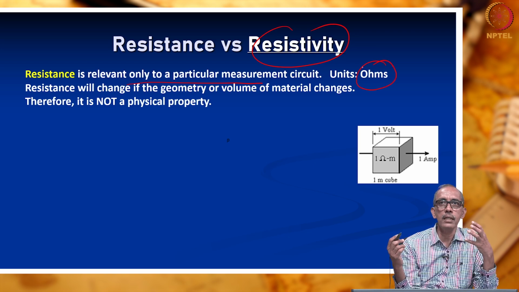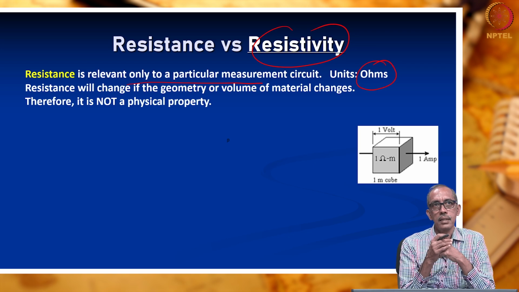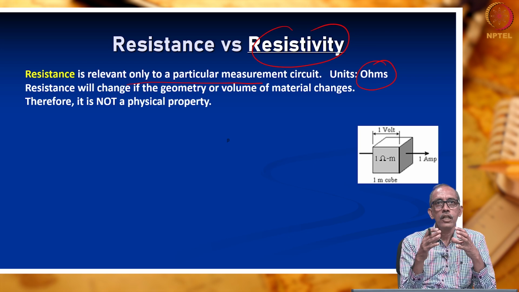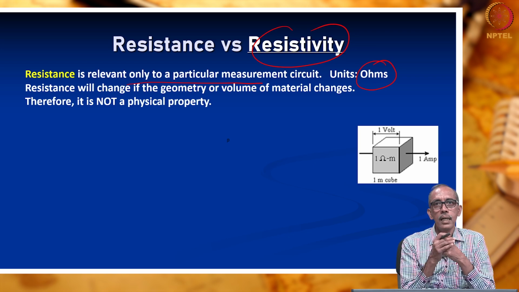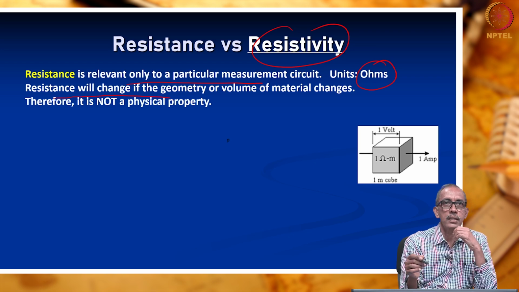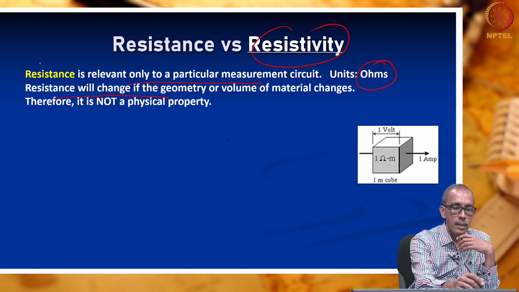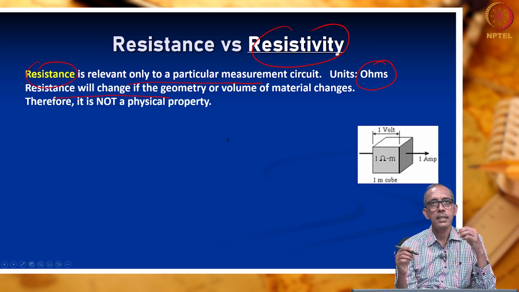That means we didn't bring in the volume of the material for which we measured the resistance. Resistance, however, will change if the geometry, size and volume of the material changes. That is what I have stated here. Resistance will change if the geometry and volume of the material changes. Hence, it is not a physical property. That means the word resistance is applicable to a particular circuit.